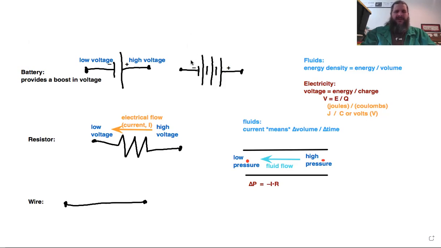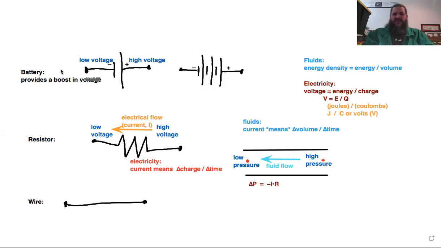But if we take a look at the electrical version of that, we don't want to talk about the volume of electrons because that would be ridiculous to measure. What's the important property of electrons we care about instead? Charge. Yeah. So current means not volume over time, but charge over time, specifically change in charge over change in time. That is how much charge flows past that point on the wire per unit of time.